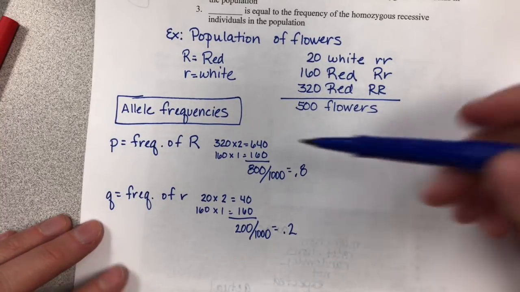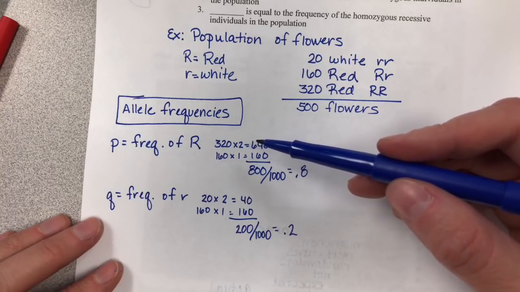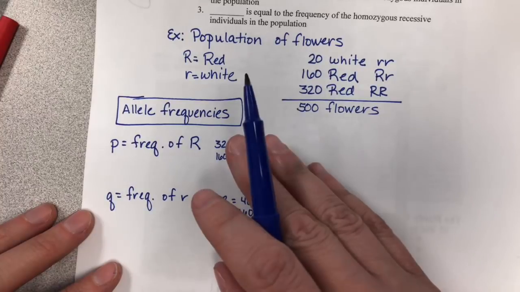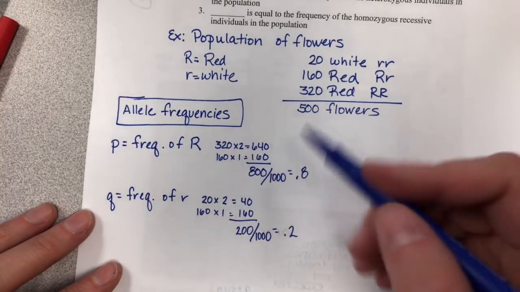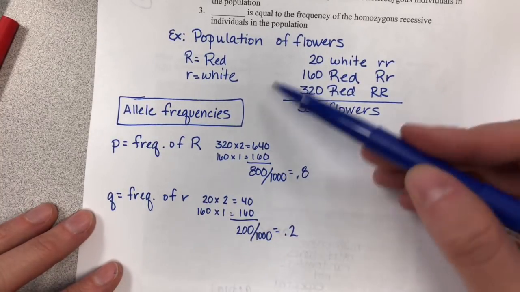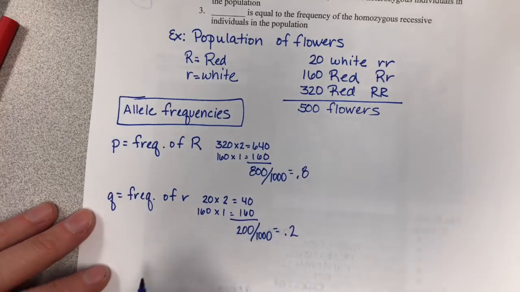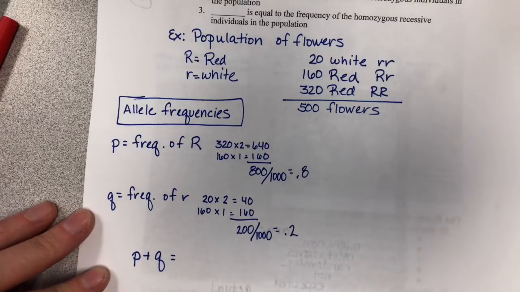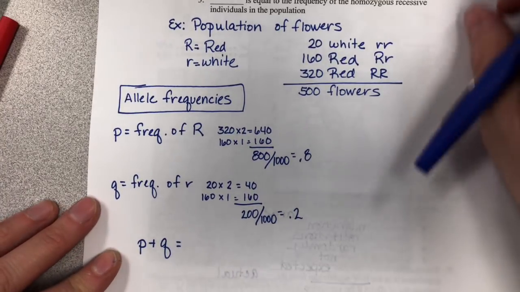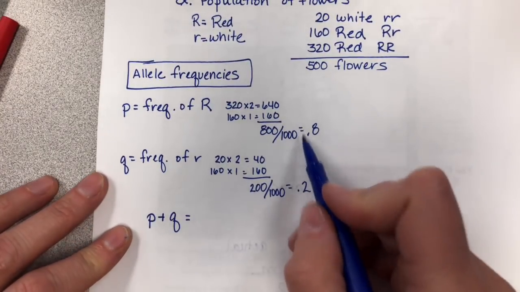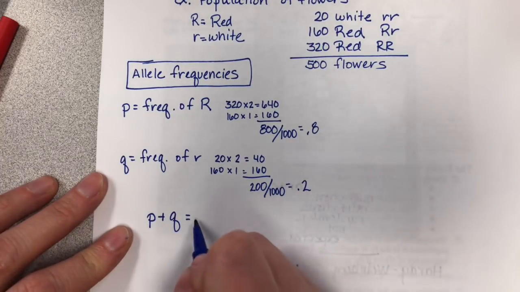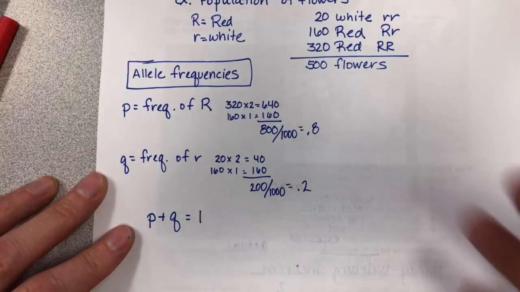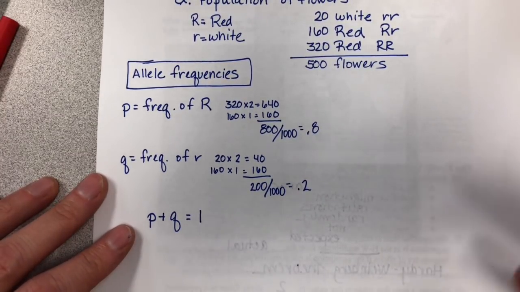All right, so now notice here that we call this P and Q. So our first equation is that P and Q, these are the frequencies of the alleles. When you add P and Q, what must they equal? P and Q, 0.8 and 0.2, always must equal 1, because that 1 is 100%. If we multiply by 100, it gives 100%.